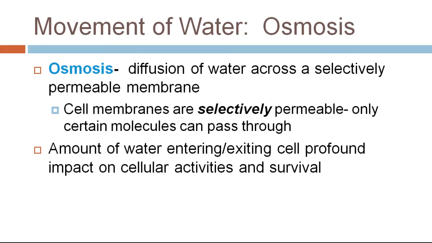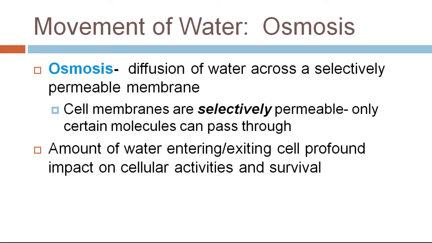So osmosis, we said diffusion. So when we say diffusion, we're talking about solutes, the diffusion of a solute. Osmosis is the diffusion of water. We usually refer to this across a selectively permeable membrane. Because the water is moving from one location to another, it's usually through a membrane. Okay, so again, here we are saying cell membranes are selective. Only certain molecules can pass through, and it depends on the cell what gets in and out.